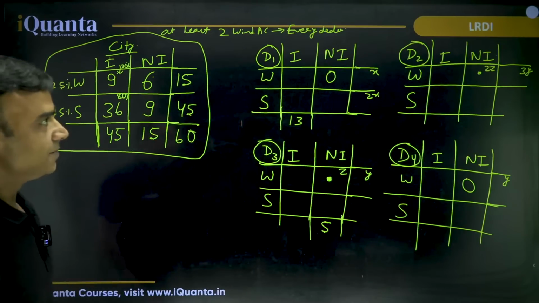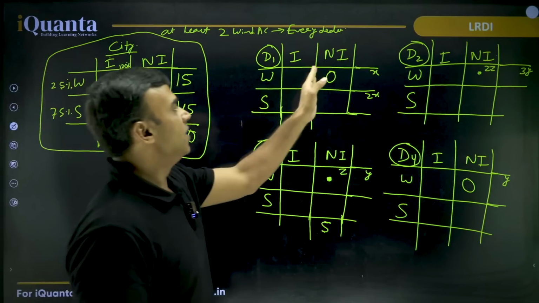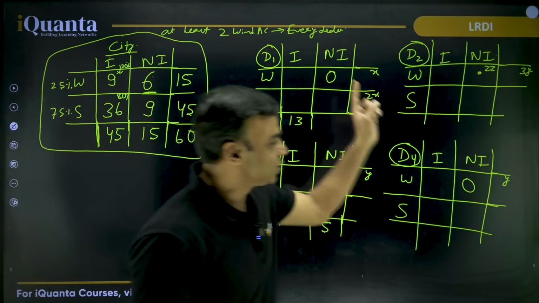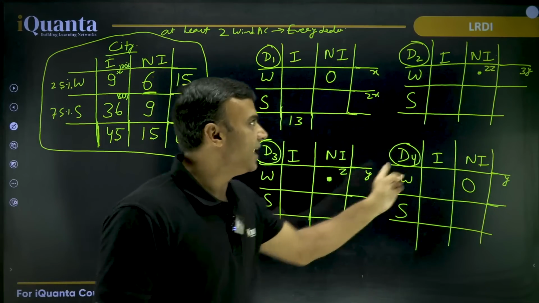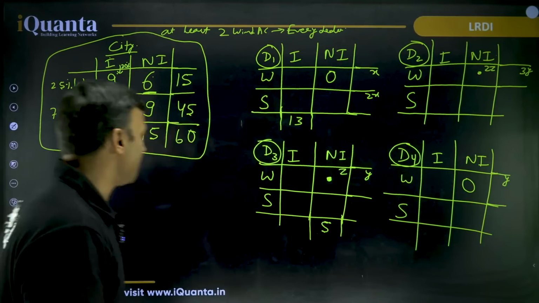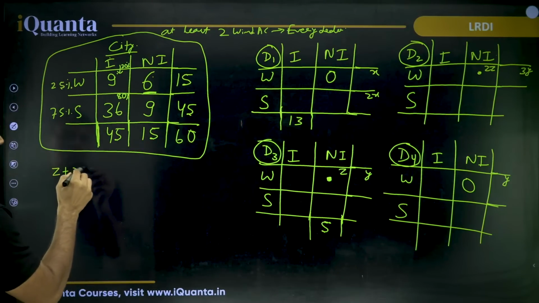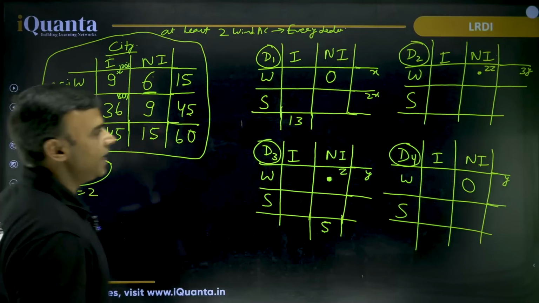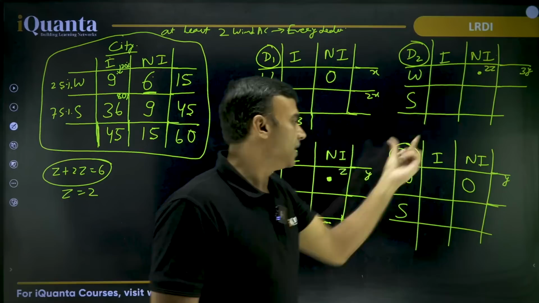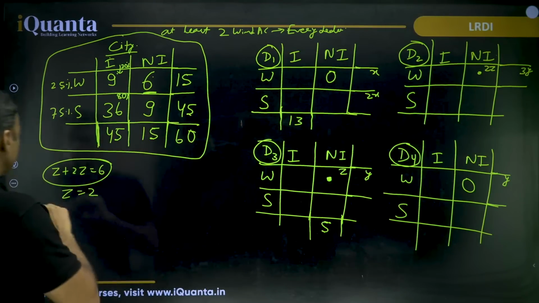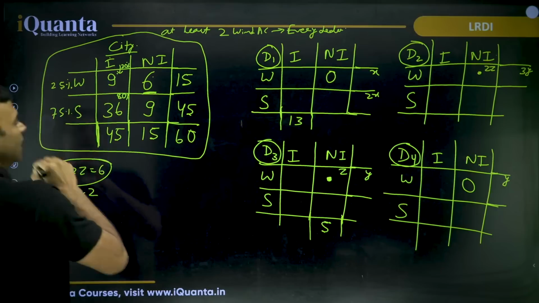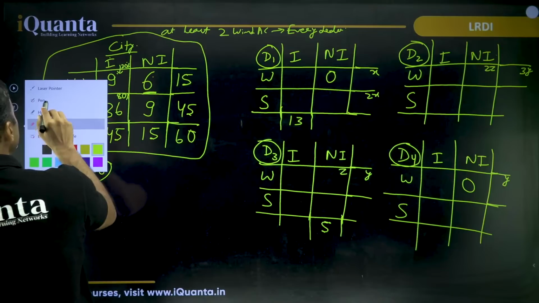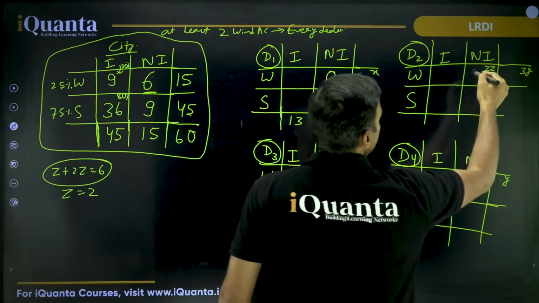Another thing, total number of window non-inverter AC is 6. These two are 0. If I take this as Z and this as 2Z, then Z plus 2Z should be equal to 6. We could have done that mentally also. From there we get Z equal to 2, so this is 2 and this has to be 4. I hope this is very clear. I'll put the values there: 2 and 4.